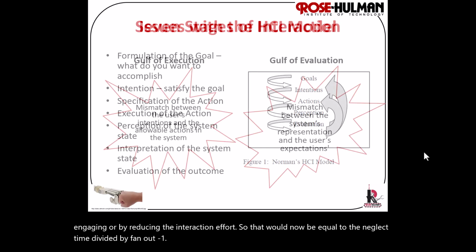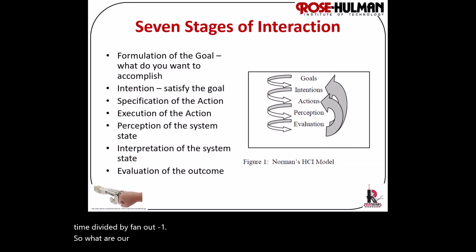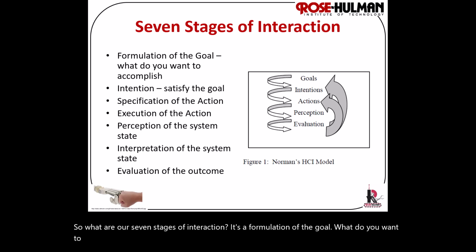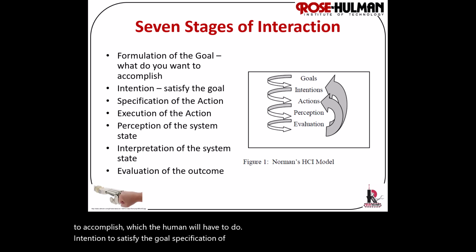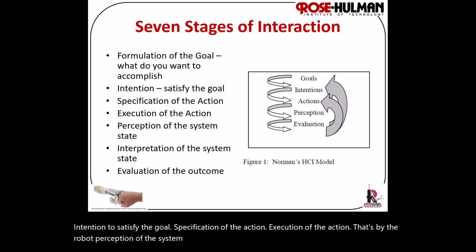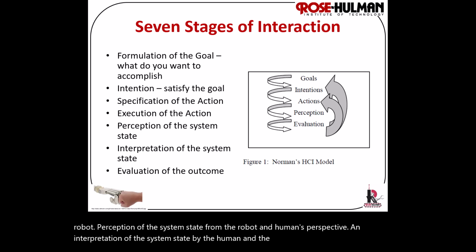So what are our 7 stages of interaction? It's a formulation of the goal. What do you want to accomplish, which the human will have to do? Intention to satisfy the goal, specification of the action, execution of the action, that's by the robot, perception of the system state from the robot and human's perspective, and interpretation of the system state by the human and the robot, and then evaluation of the outcome.